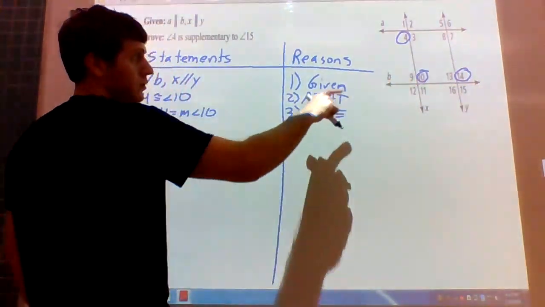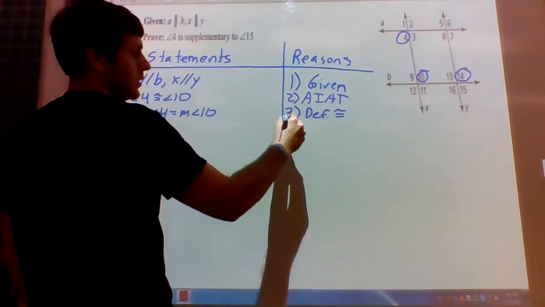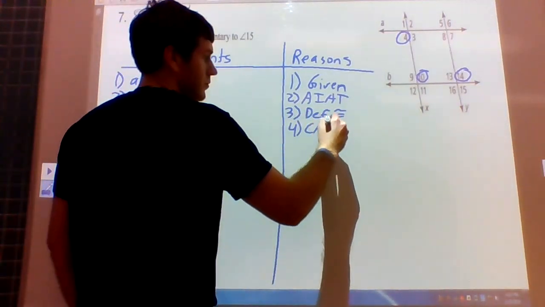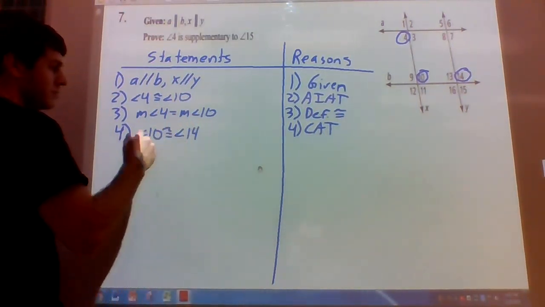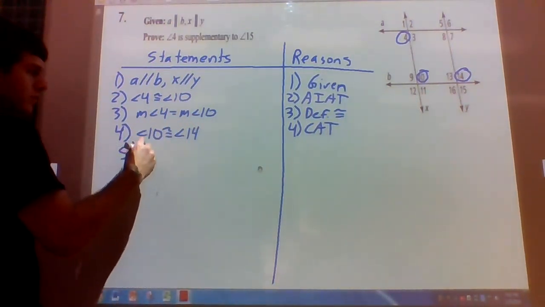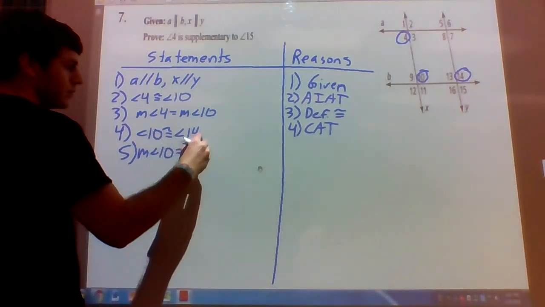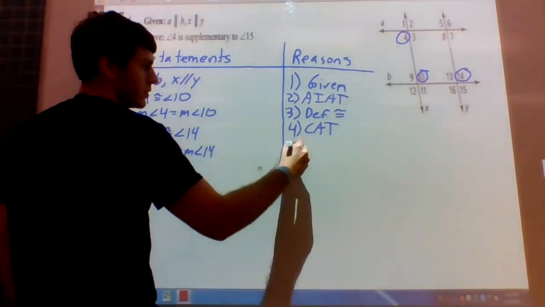Those are corresponding angles. We know X and Y are parallel. So we're going to use the corresponding angle theorem to tell us angle 10 is congruent to angle 14. Okay, so we know the measure of angle 10 equals the measure of angle 14 by the definition of congruent.